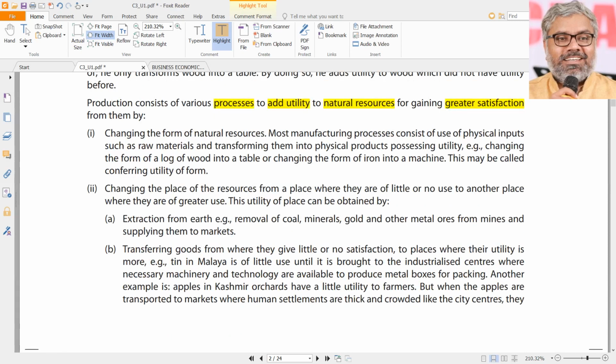So let us understand different types of utility here. Once again, there is no descriptive question, but just for understanding different types of utility, how the production process generates them. First kind of utility is called form utility. Form means the way it looks. A simple example can be easily taken. Say for example, sugarcane only. Sugarcane, how it looks, and sugar, how it looks.